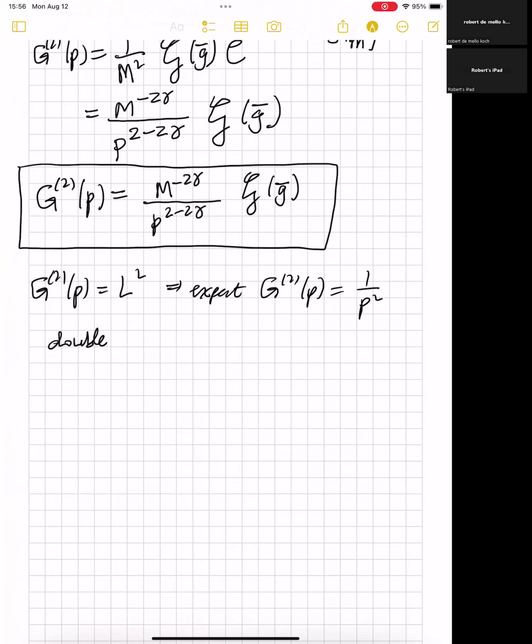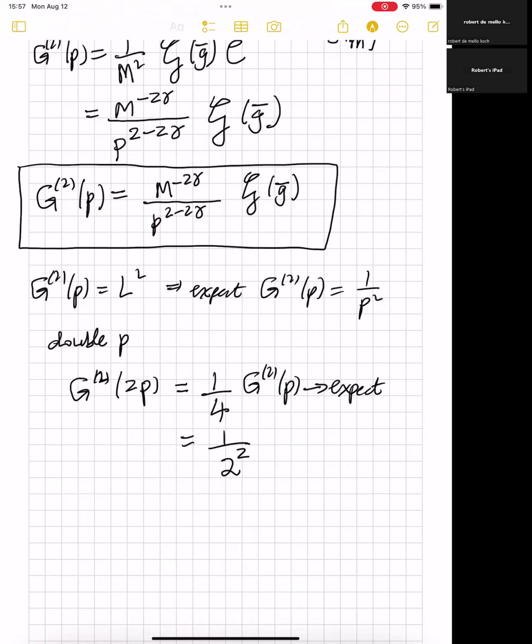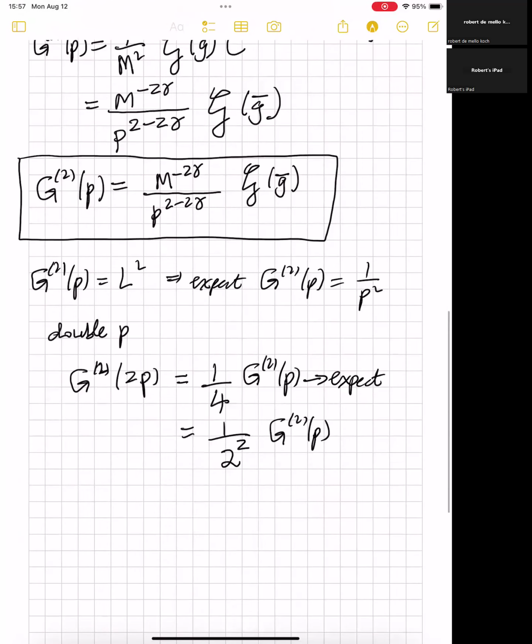So if you double p, g2 of 2 times p, what would this give you? Well, this would give you 1 over 4 g2 of p. This is what you expect. This is like a scaling law that you would get from dimensional analysis, and you would say it's because this thing has dimension 2. It's 1 over 2 squared. This is what you expect.